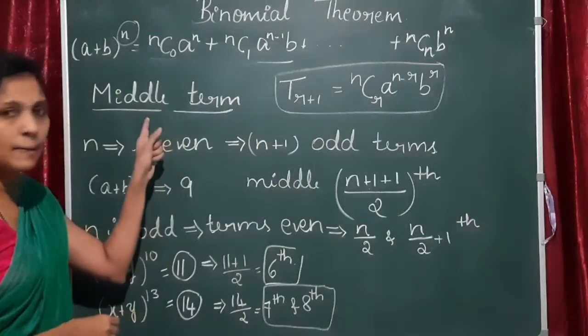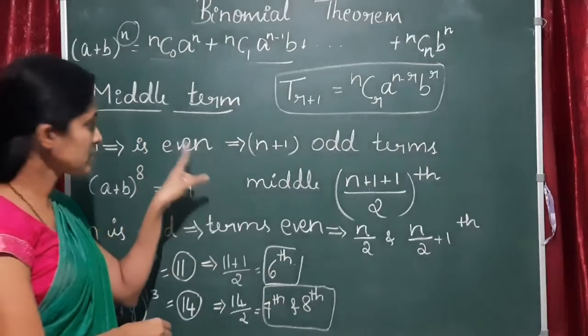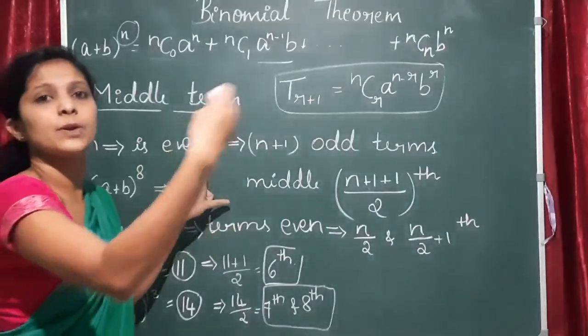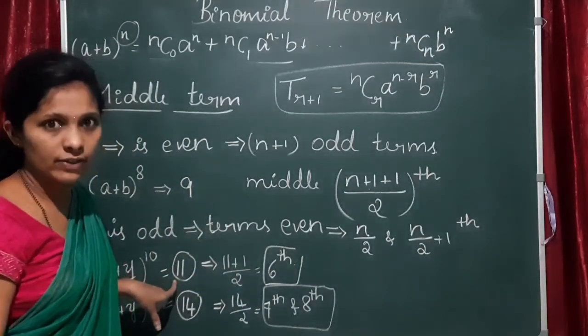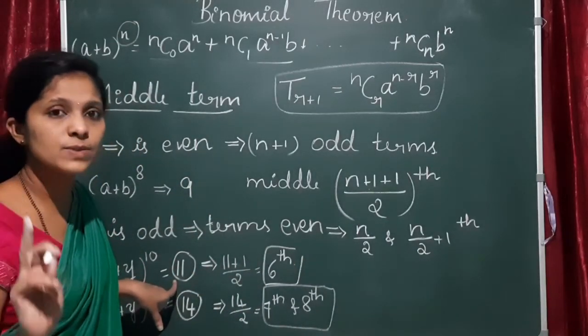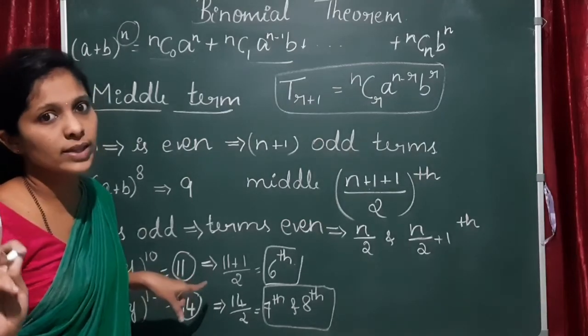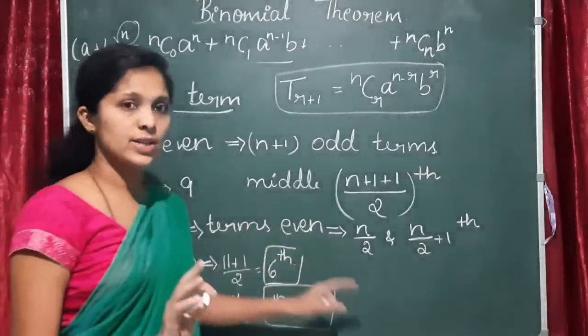And next is the middle terms. In that, if n is even, the number of terms will be odd. If n is odd, then the number of terms will be even. Remember, the number of terms will always be 1 more than the index. I hope you understood this concept.